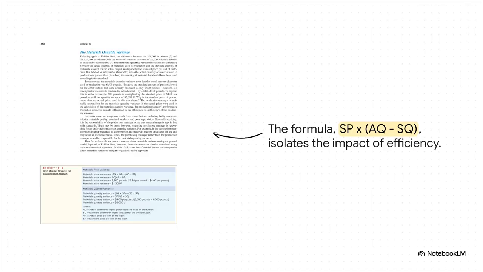And the logic here is so critical. We compare the actual quantity we used to the standard quantity that should have been used. And then, and this is the important part, we multiply that difference by the standard price. Why do we do that? It's crucial because it makes sure we are only measuring efficiency. We're not letting any overspending from the purchasing manager cloud our judgment here.